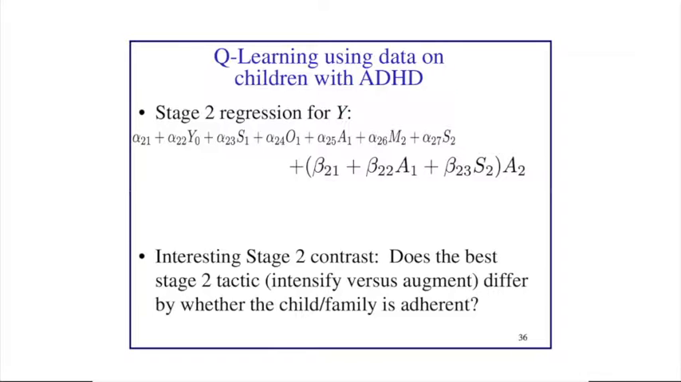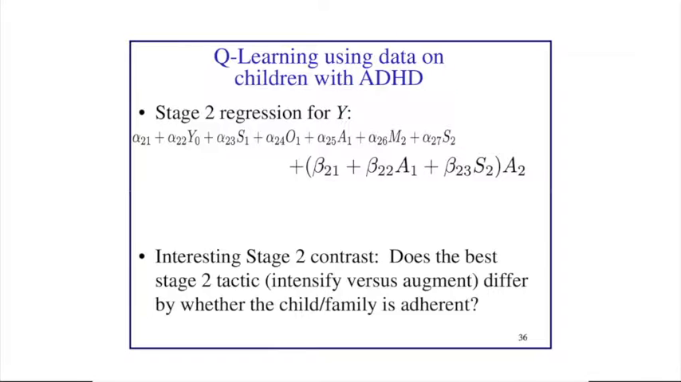A2 is 1 if it was intensify, -1 if augment. These are regression coefficients. This was the indicator of stage 1 treatment. This is whether or not you were adherent: 1 if you were adherent, 0 otherwise. This term in parentheses, if it's positive and A2 is positive, then we get a high predicted Y, high predicted school performance at the end of the year.